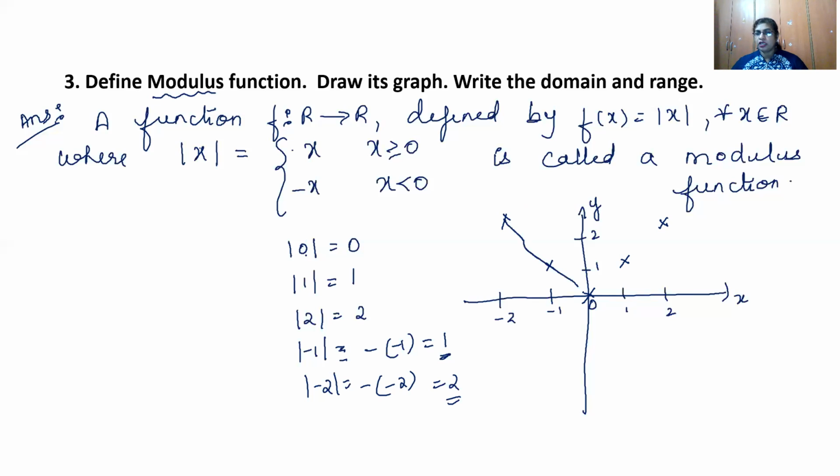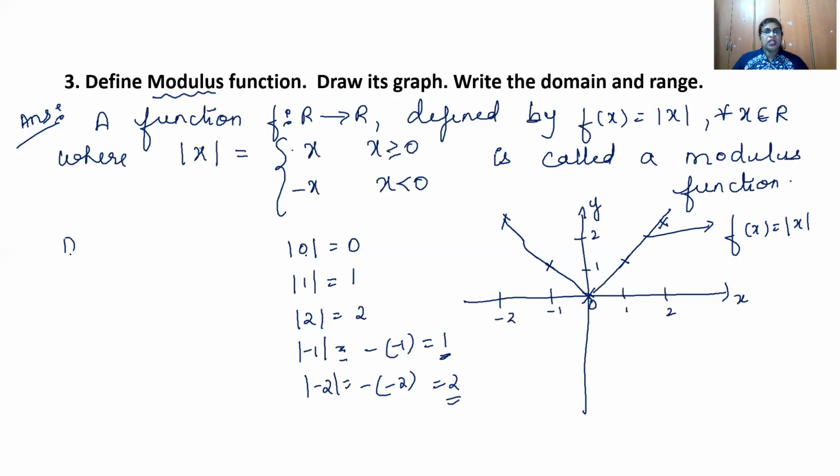Okay, so you have got a V-shaped graph which passes through the origin. So this graph is nothing but f of x is equal to modulus of x. Okay, hope it is clear. So you are getting a V-shaped graph which passes through the origin. There is no chance of getting negative values. Below the x-axis, no chance of getting it.